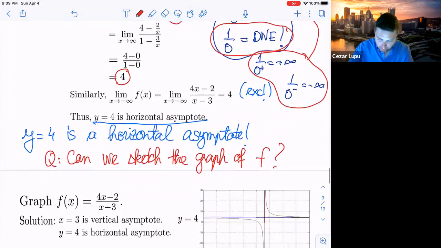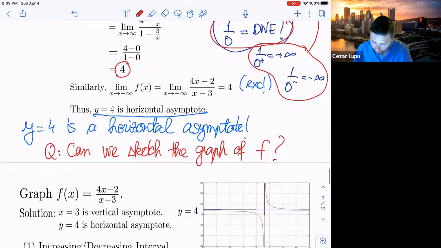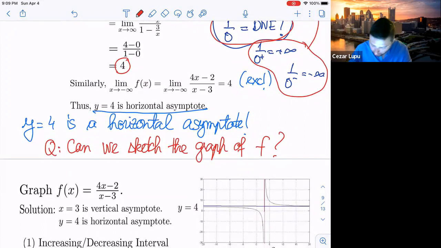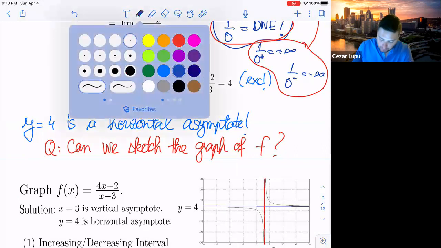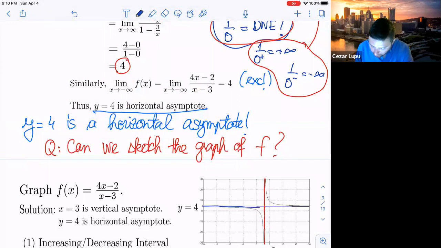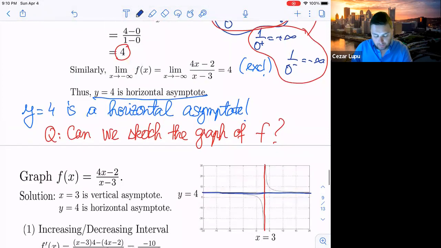So let's draw them. So I will draw this. This is the horizontal asymptote right here, y equals 4. And this guy here, okay, so we have this. Well, let's see, what do we know?